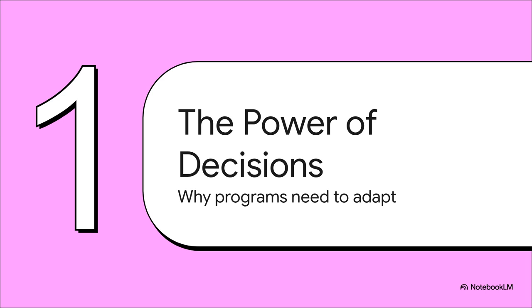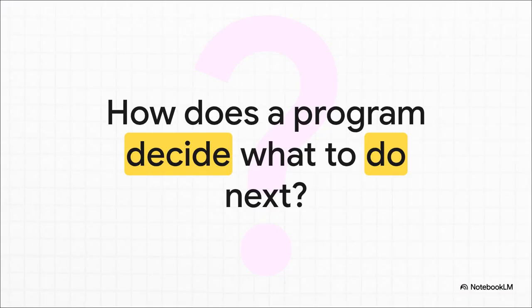All right, first up, why does any of this even matter? Why is making decisions so crucial for code? Think about it like a recipe. A recipe just lists steps, right? But it's kind of dumb. It can't tell you to use less sugar just because your bananas are already super ripe.